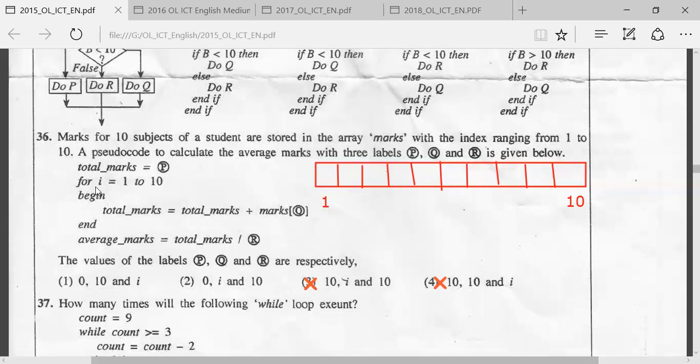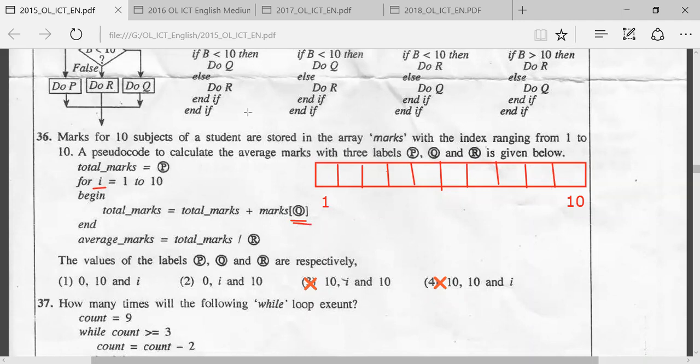So beginning index is 1, ending index is 10, which is denoted by I. So I equal 1 to 10, which means in the first iteration, the I will be 1. Second iteration, I will be 2. Third iteration, I will be 3. Likewise, up to 10. That's why Q will be I.